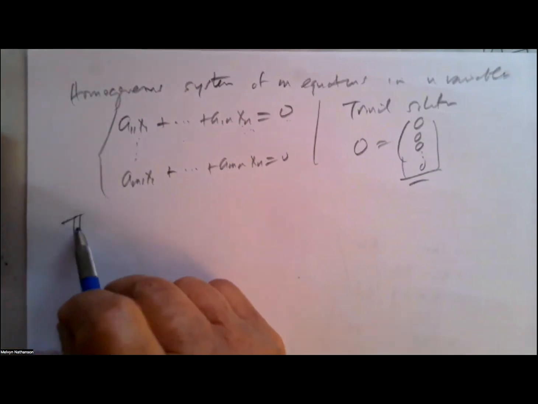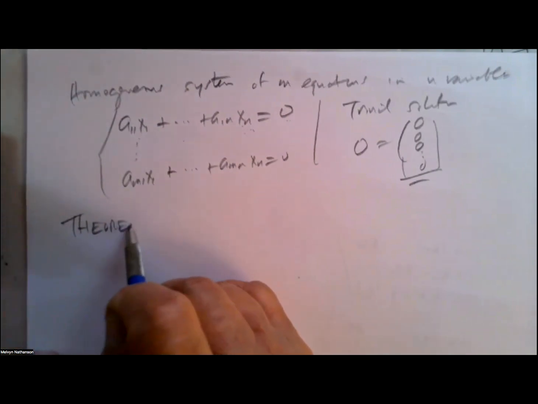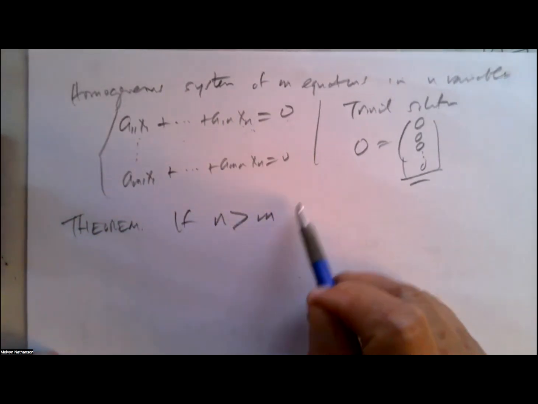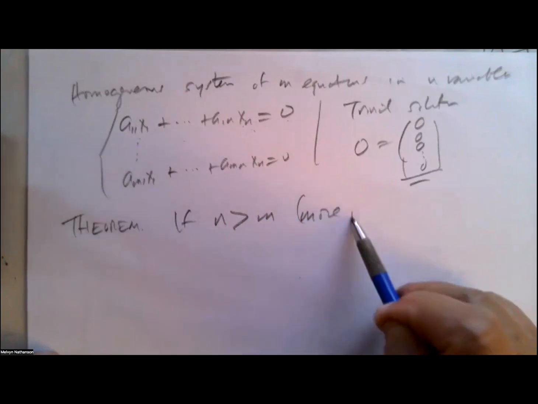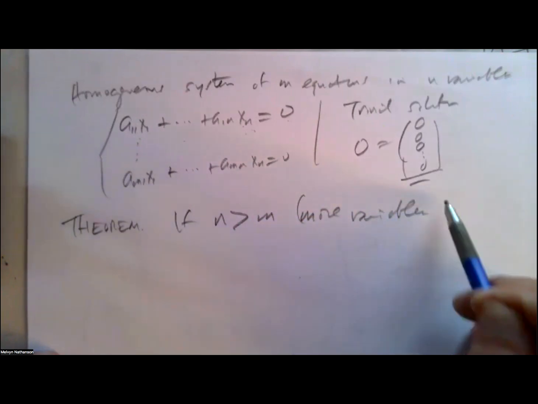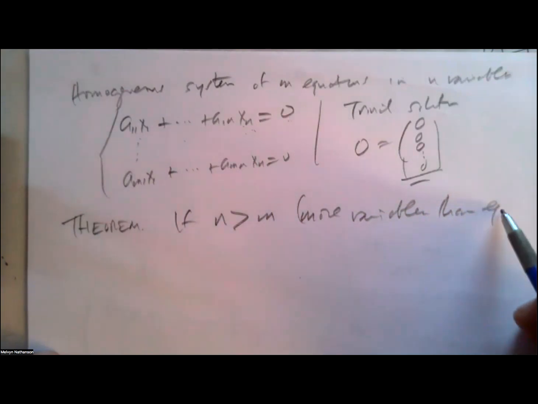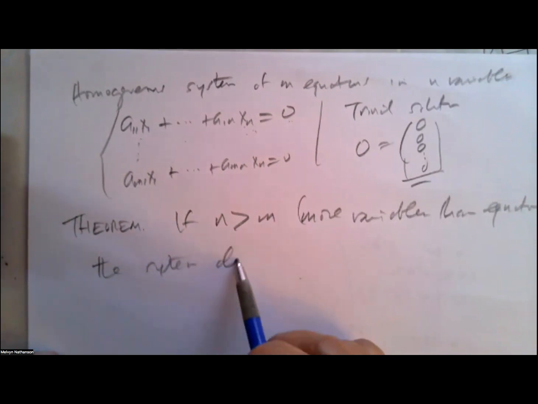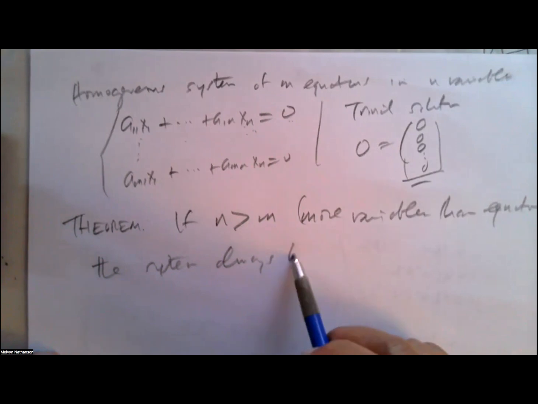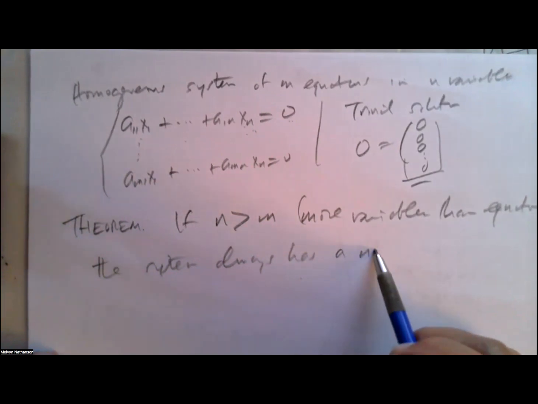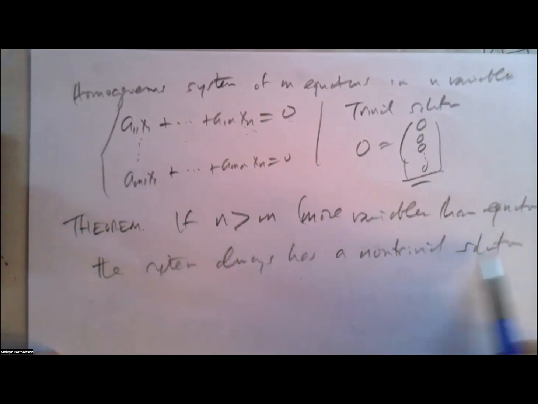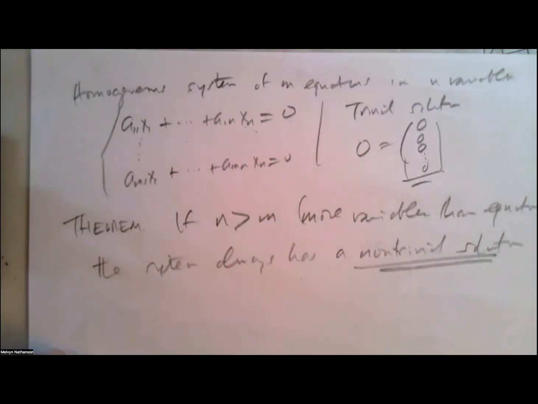And the theorem says the following: if n is bigger than m, that means more variables than equations, then the system always has a non-trivial solution. A solution that's not all zeros.